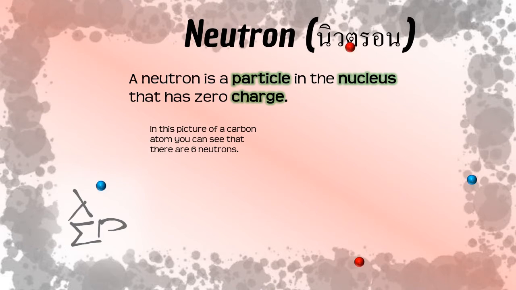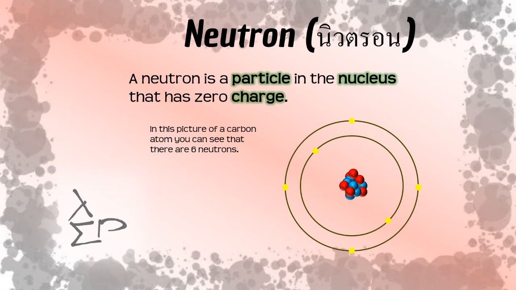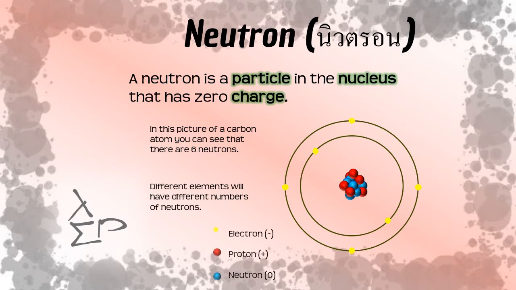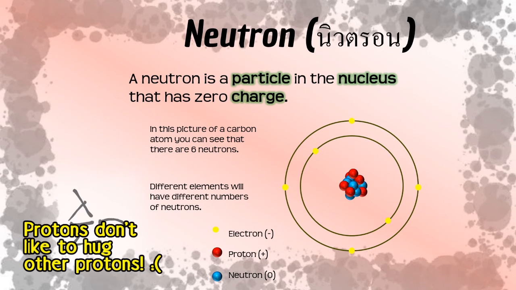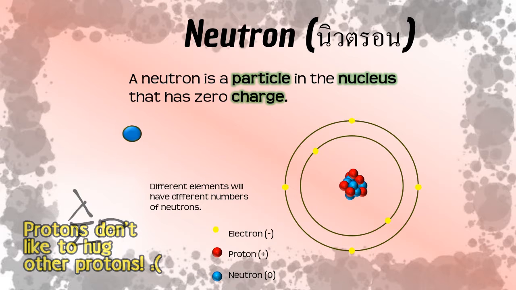Neutron. A neutron is a particle in the nucleus that has zero charge. Neutrons were the last part of the atom to be discovered. They stopped the positive protons from repelling themselves apart because of charge. Sometimes a proton and an electron can join together to make a neutron.